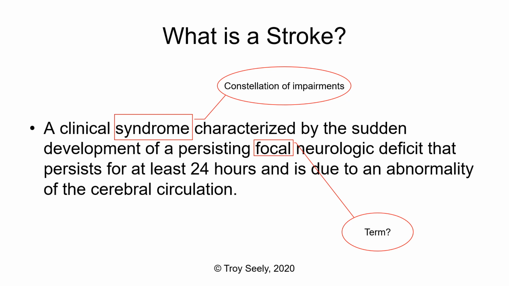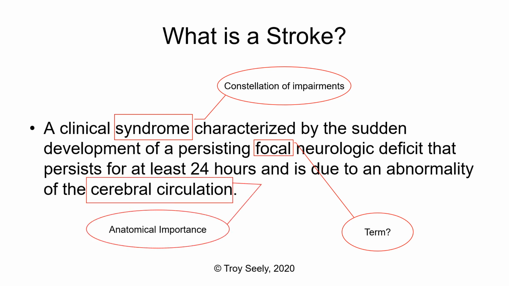And in terms of what it's due to, it is due to an abnormality of cerebral circulation. And this is the anatomic importance because it highlights that a presentation of a stroke is due to alteration of blood flow. Now that may be because there is a blockage and something is preventing blood flow from getting there, or the blood flow to the site itself is compromised as it hemorrhages outward.